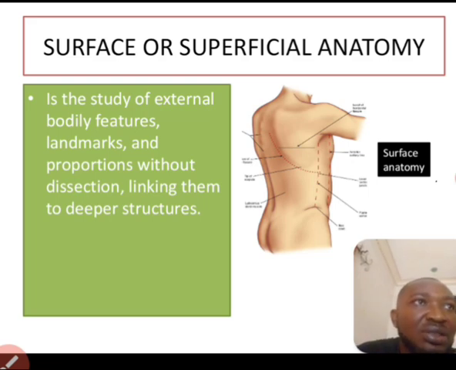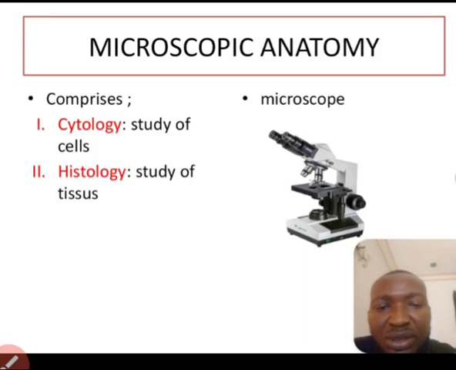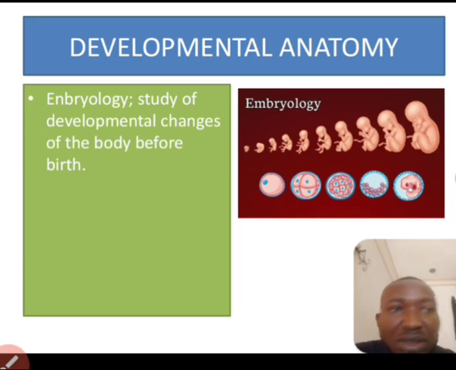Surface anatomy is the study of external bodily features, landmarks, and proportions without dissection, linking them to deeper structures in the body. Microscopic anatomy is the study of structures requiring magnification. Here we use a microscope, and it comprises cytology, the study of cells, and histology, the study of tissues.